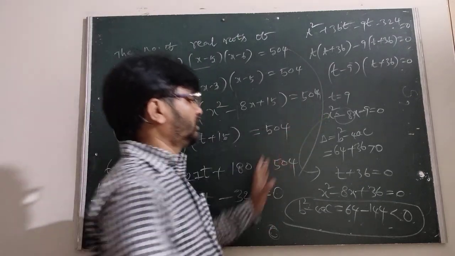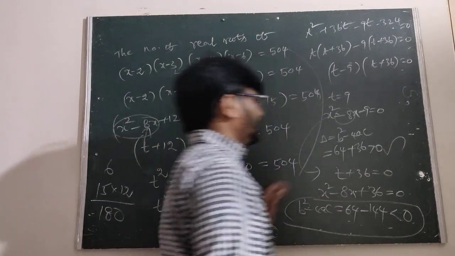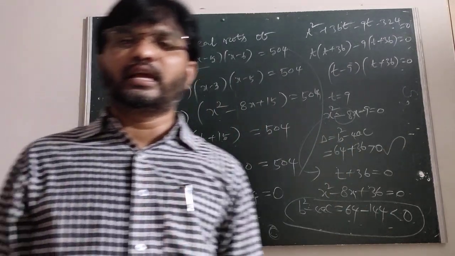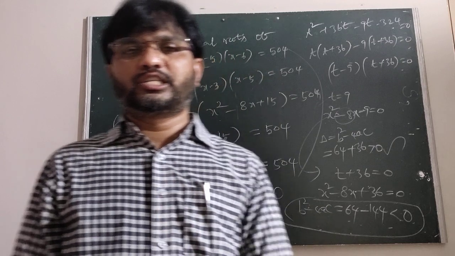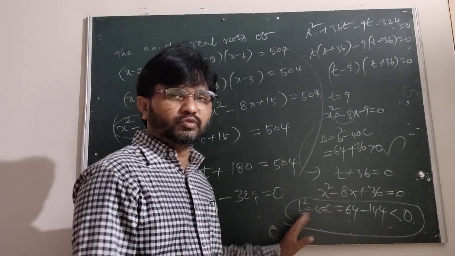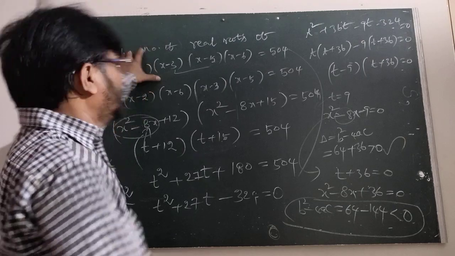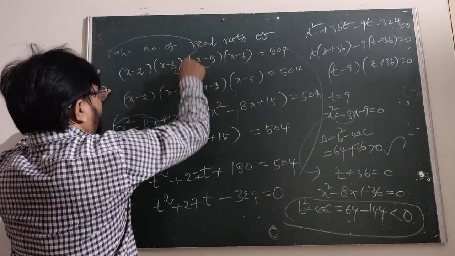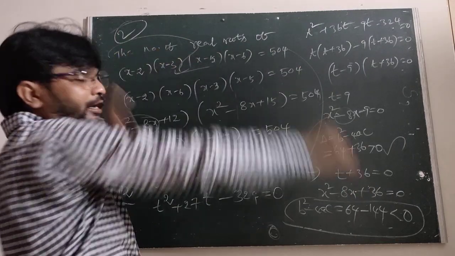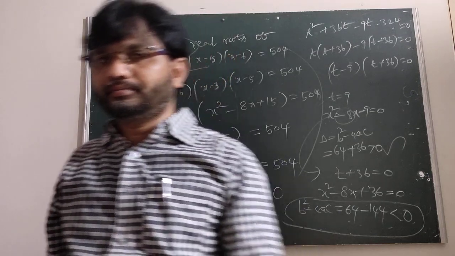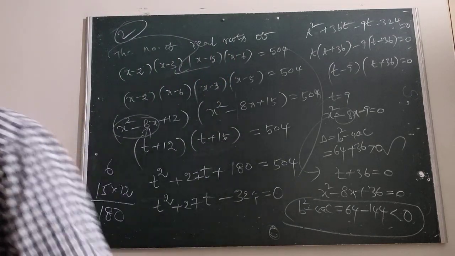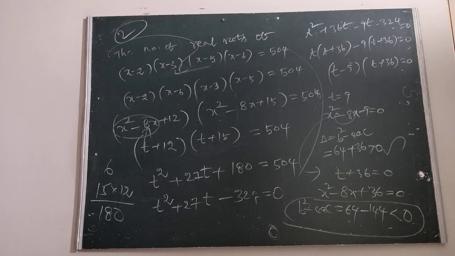The first equation has discriminant greater than 0. Therefore the equation has two real and distinct roots. The second equation has only imaginary roots. Therefore the number of real roots of the given equation is only 2.